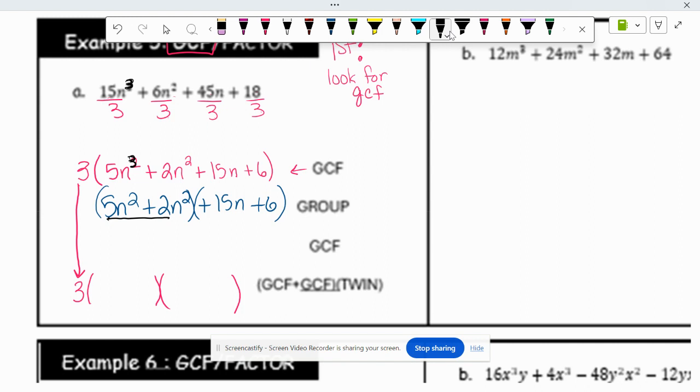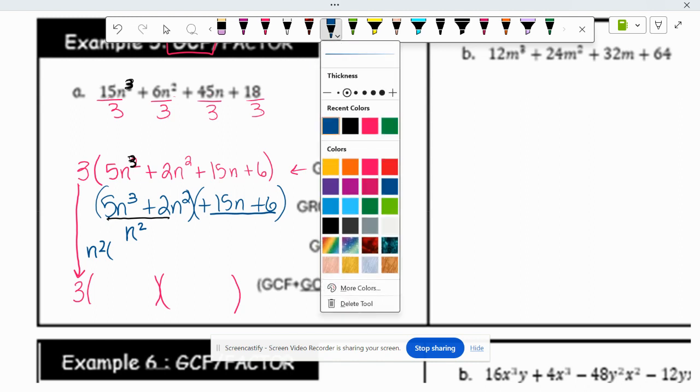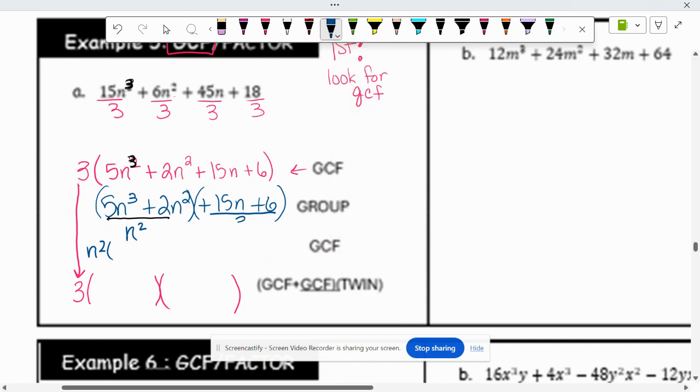So what is the greatest common factor that I can take out of 5n cubed and 2n squared? Yeah, n to the power of 2. So I'm going to write that out to the side. I'm going to take out an n squared. What about in this second grouping? What's the greatest common factor that I can take out there? 3.